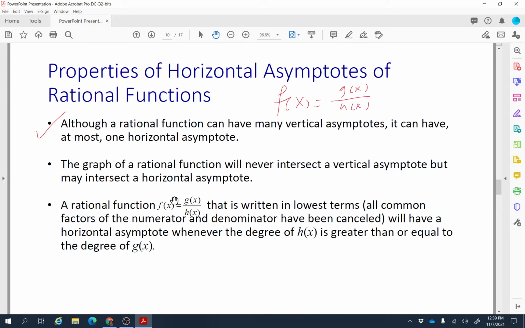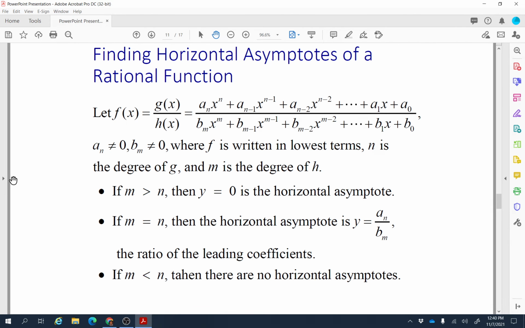A rational function that is written in lowest terms, meaning you just cancel the common factor from the top and bottom, will have a horizontal asymptote whenever the degree of h of x is greater than or equal to the degree of g of x. So the degree of h of x, the denominator, should be greater or equal to the degree of g of x. If the degree of g of x is greater than h of x, then there will be no horizontal asymptote. So these are the three rules you have to keep in mind.